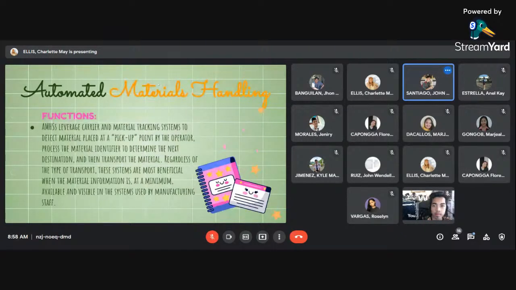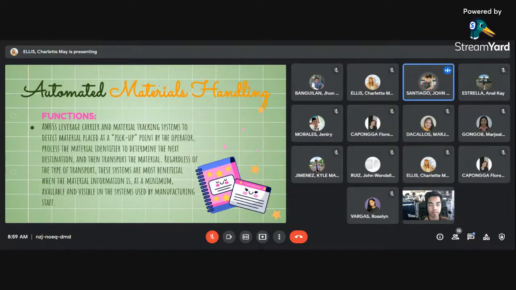Functions. Automated material handling system leverages carrier tracking system to detect materials placed at a pick-up point. The operator processes the material under the file to determine the next destination and then transports the material. Regardless of the type of transport, this system is most beneficial when the material information is at a minimum, available and visible in the system used by manufacturing staff.